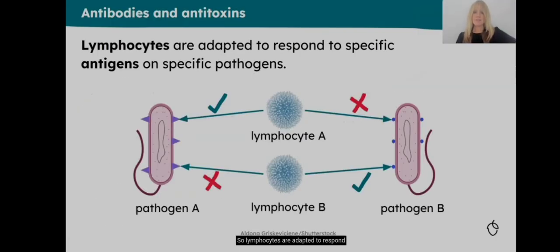So lymphocytes, remember, are adapted to respond to only a specific antigen on specific pathogens. We go back to that example where we've got lymphocyte A will recognise the shape of the antigen on pathogen A, but it will not recognise the shape of the antigen on pathogen B. Lymphocyte B is different then. It will recognise pathogen B by the antigen, but not pathogen A because it has a different shape antigen.